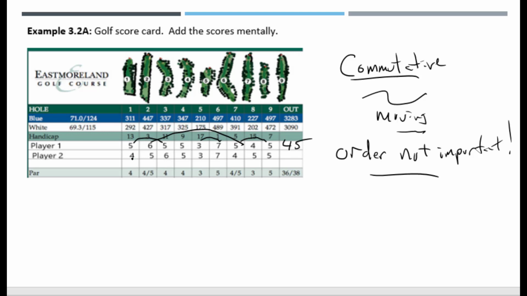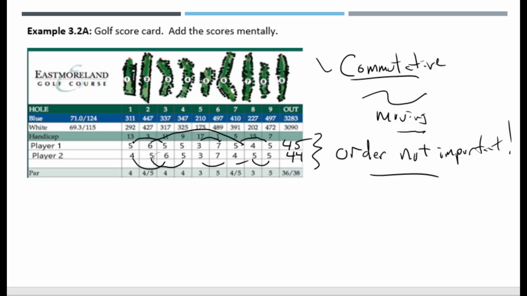And this one, I got 6 and 4. There's 10. Add these next. 20, 30, 44. So those are the golf scores, and I added them up using the commutative property as an illustration of it.